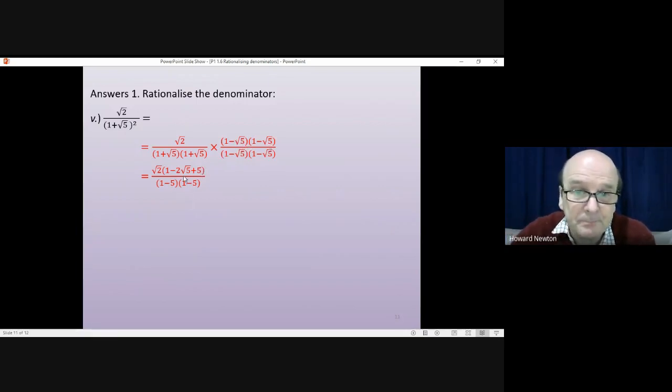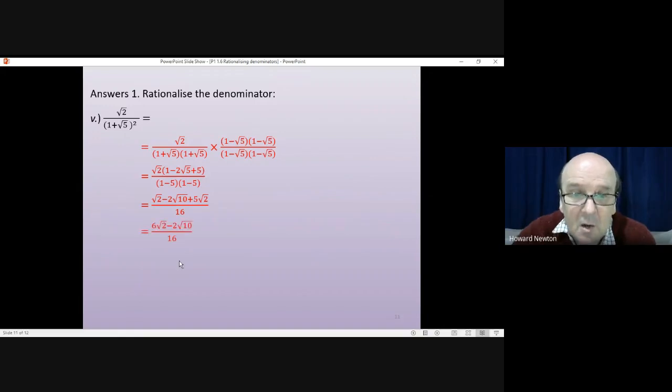Now on the bottom, when we do the first bracket here times by the first bracket there, we get 1 times 1 is 1. The two middle terms cancel each other out. Root 5 times minus root 5 is minus 5. Same thing happens again when we do the second bracket here times by the second bracket there. Moving on from there, multiplying out the brackets on the top, we've got root 2 minus 2 root 10. 2 times the 5 gives us the root 10 there, and plus 5 root 2. On the bottom, we've got minus 4 times minus 4. Minus 4 times minus 4 is plus 16.